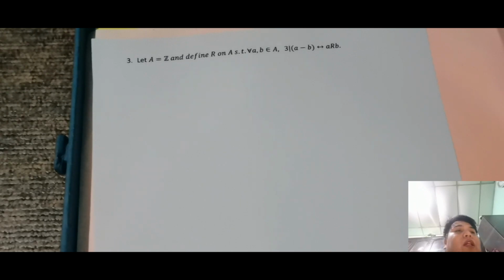Okay, so let A be the set of integers. So meaning yung A natin is integers. May nag-uusapan si 1, 2, negative, 0. So wala dyan decimal, walang pi, walang mga irrational dyan. Okay, so on A, such that for all A and B element of A, 3 divides A minus B if and only if A is related to B.